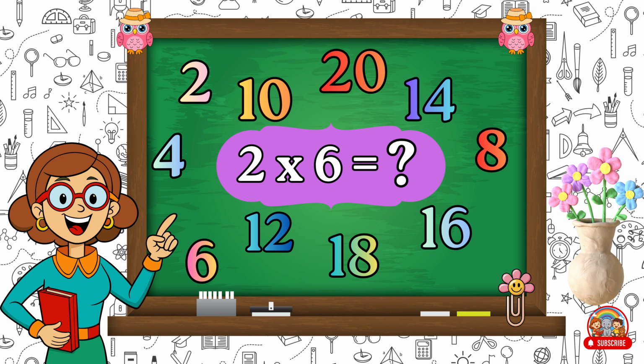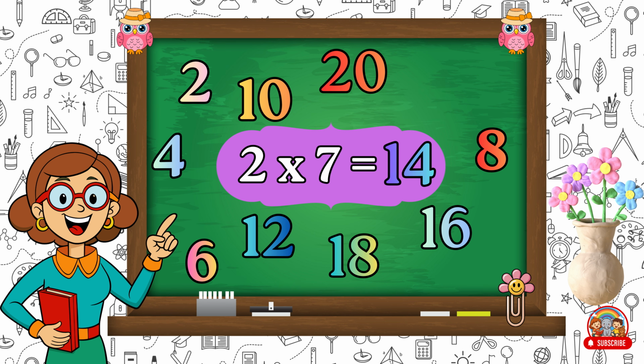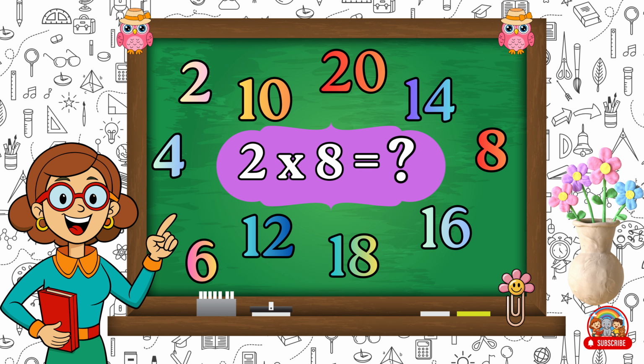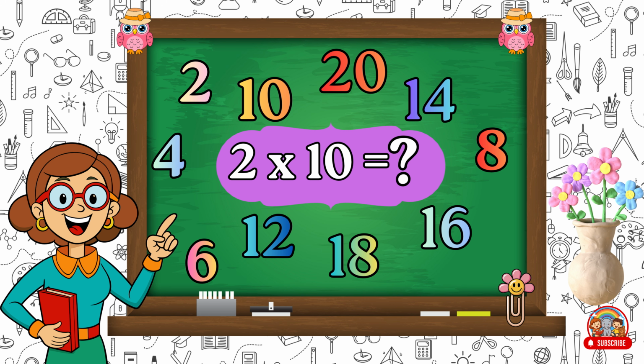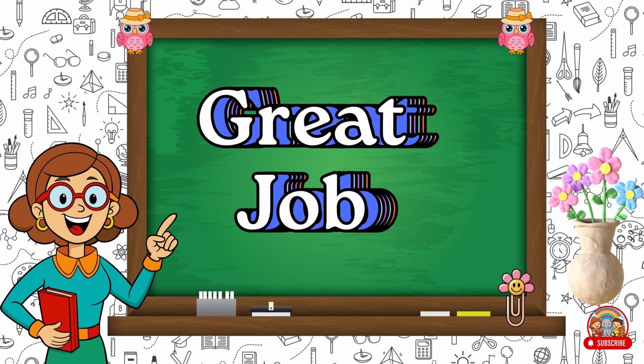2 sixes are 12. 2 sevens are 14. 2 eights are 16. 2 nines are 18. 2 tens are 20. Great job, kids!